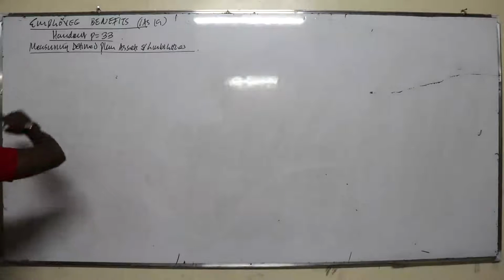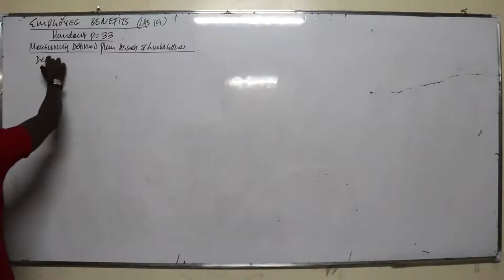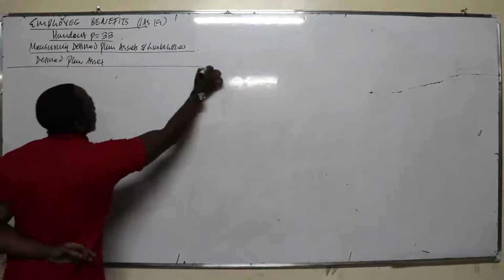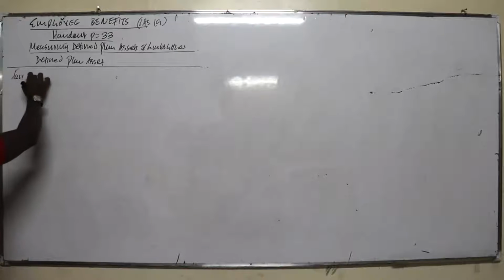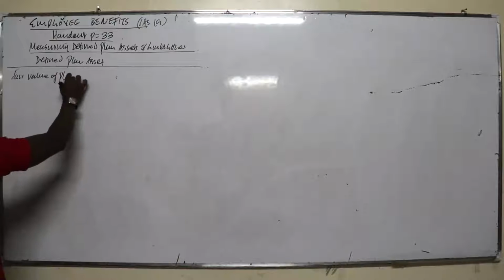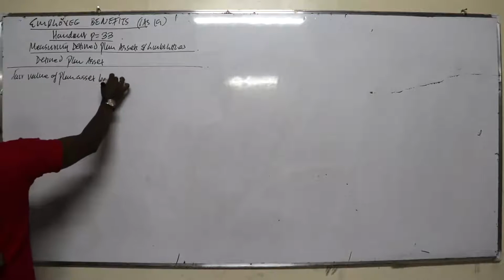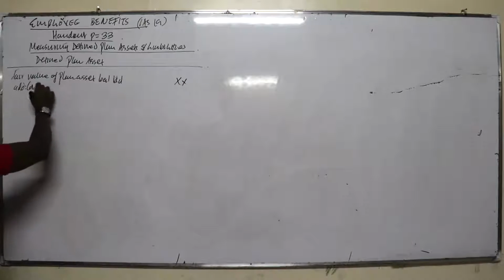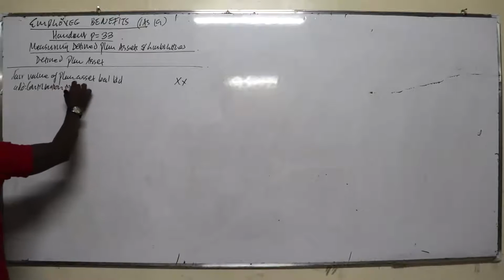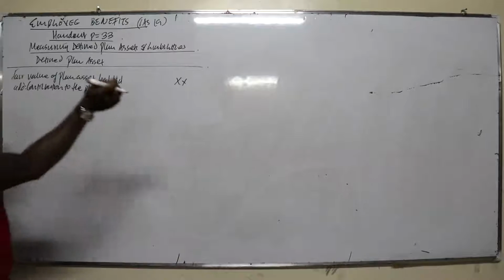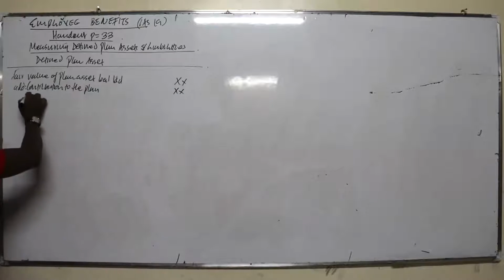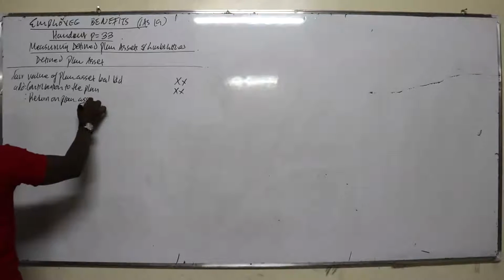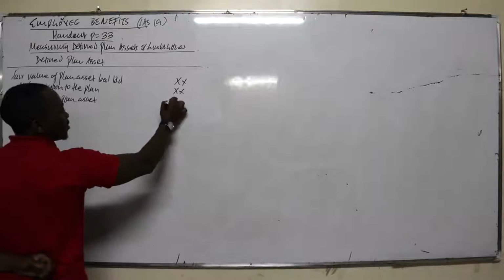Let's start with the asset. How do we measure a defined plan asset? In this case, we take the fair value of plan asset, balance brought down. Then you add contribution to the plan. What you contributed to that plan increases the value of your asset. And then you also add return on plan asset. Any income generated from that investment increases the value of your asset.